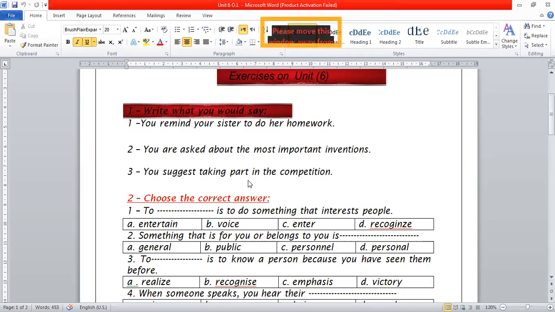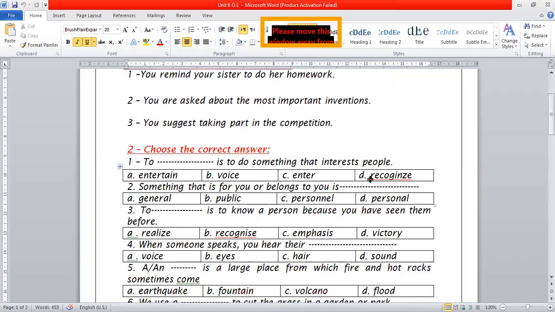You suggest taking part in the competition, and you can see now the screen. Suggestion, you can start with let's. How can you say it? Let's. Here it means you want to participate in the competition. So you will say here, let's take part in the competition. This is called suggestion. Thank you, Zena. After that, choose the correct answer.